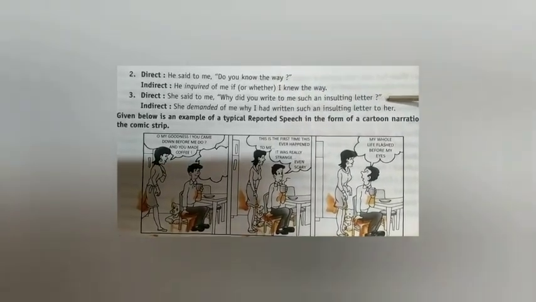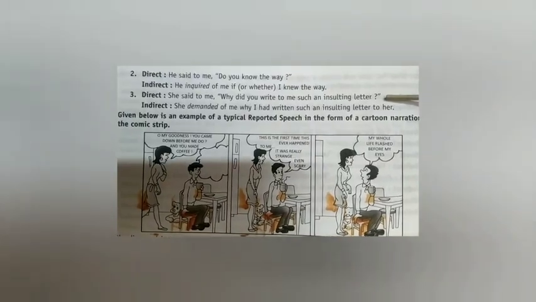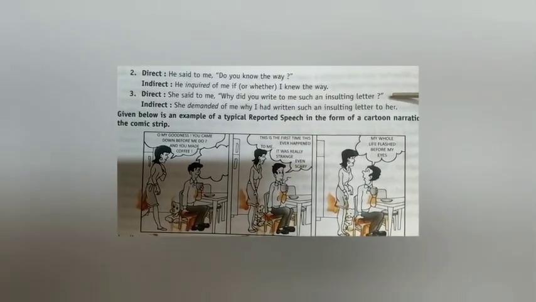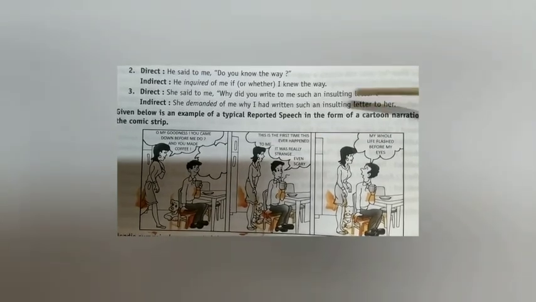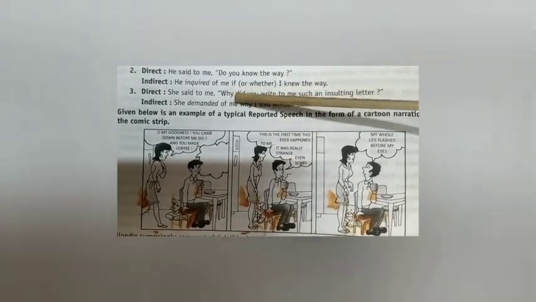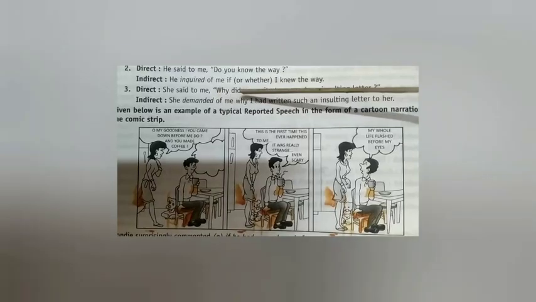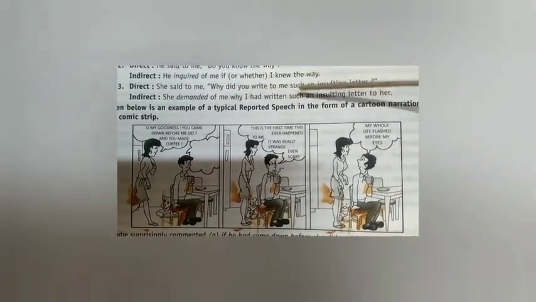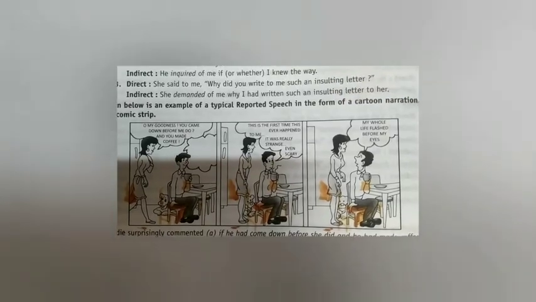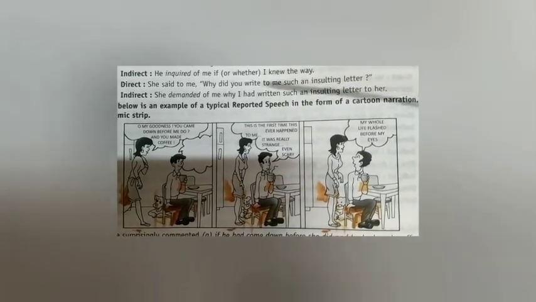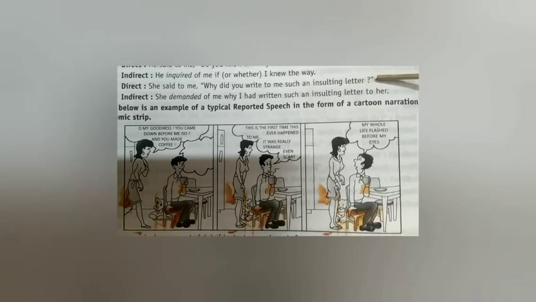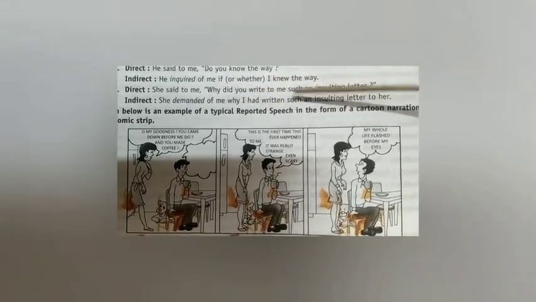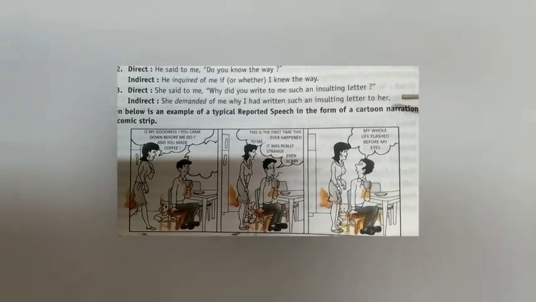Okay, third one, she said to me, why did you write to me such an insulting letter? Now this one does not have a yes no answer. It is a reason giving answer. So here we have to take the WH word. How? She demanded of me why I had written such an insulting letter to her. Since it is simple past tense, we can also take it as why I wrote such an insulting letter to her. This is also correct.